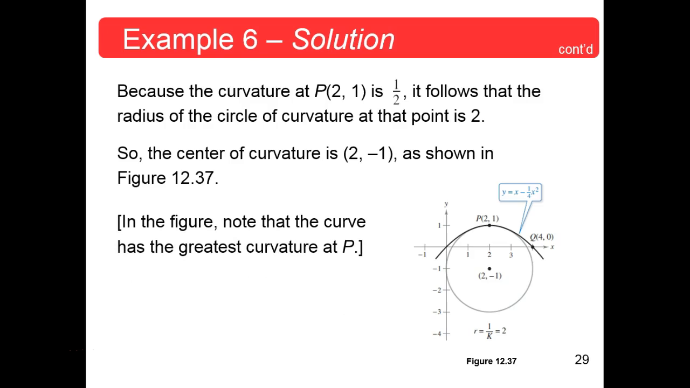In the figure, note that the curve has the greatest curvature at P. Anything later is going to get smaller curvature, being a bigger circle. If you're going to Q here, then that circle would have been much bigger. Now if you drew that circle, it's going to enclose some of this over here. It may not quite incorporate into that, but it comes pretty close to it.